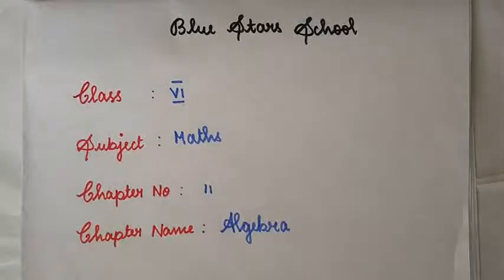Today we are going to see chapter number 11. The chapter name is Algebra in the 6th Maths NCERT book. In the last class we saw exercise number 11.1. Today we are going to see two exercises, 11.1 and another one, 11.2. Let's move to the exercise.